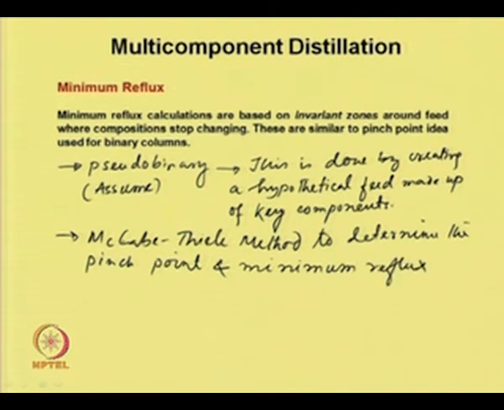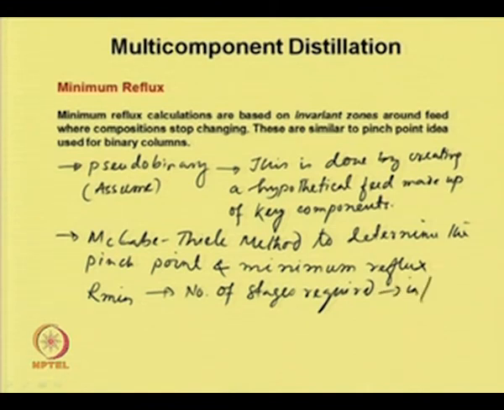We know that at minimum reflux, R minimum, the number of stages required is infinite for a given separation of key components.